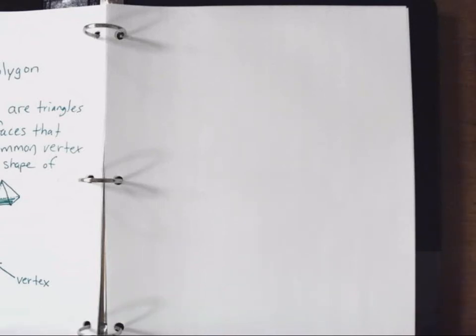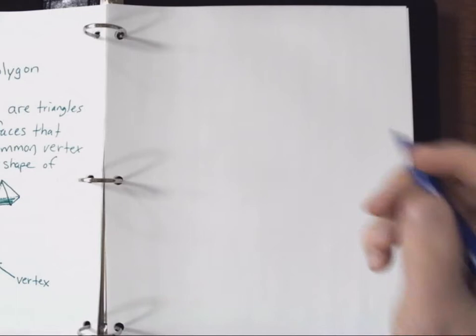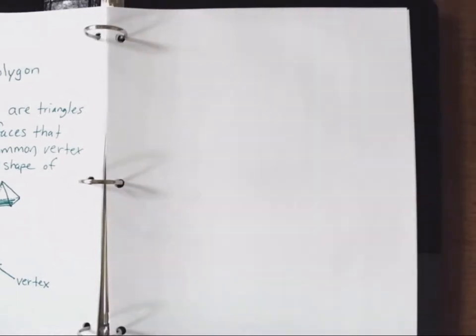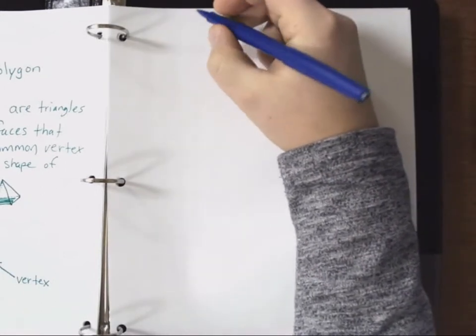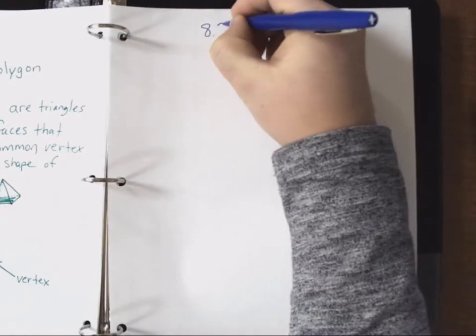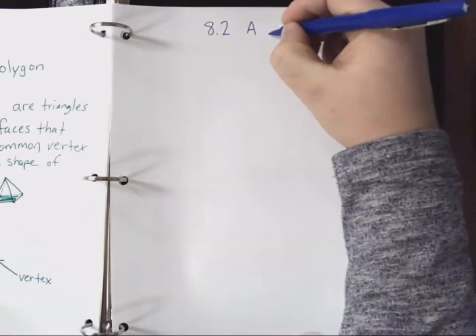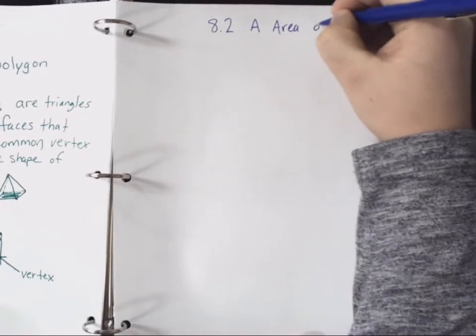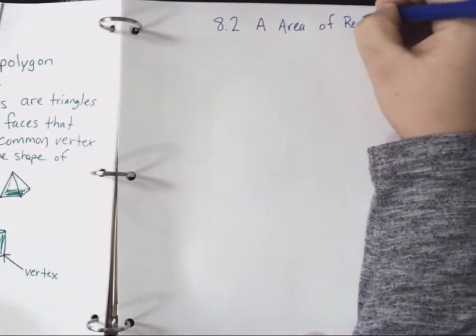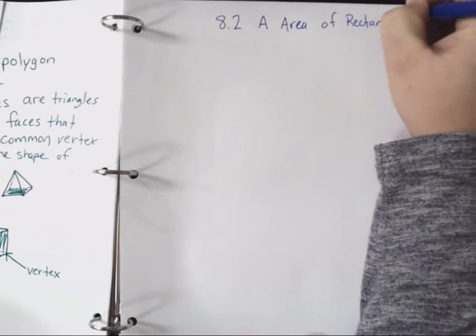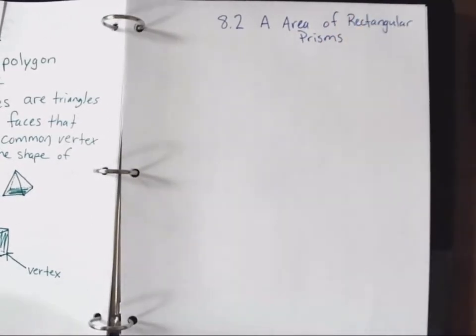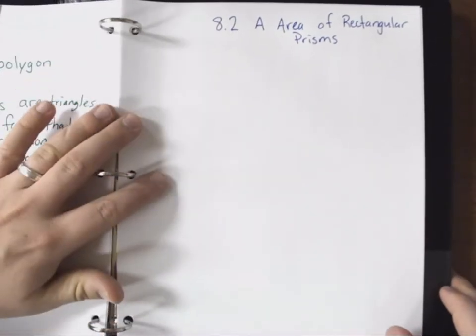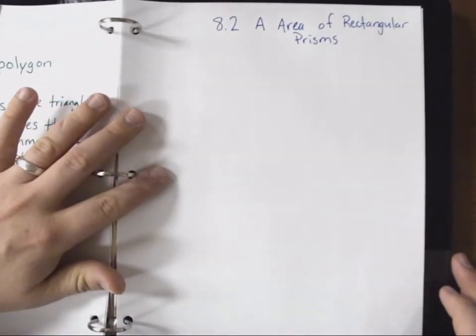Alright, so today we're going to talk about finding the area of rectangular prisms. There are many different kinds of prisms, but today we're going to just focus on first finding the area of all rectangular prisms. Okay, so 8.2a is what we will call this, the area of rectangular prisms.